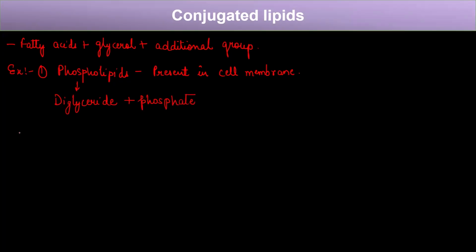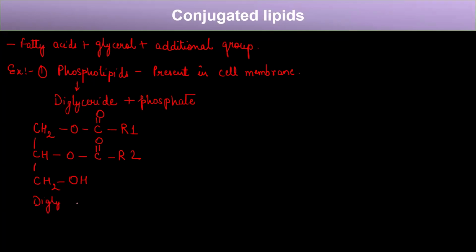In the previous slide we saw how a diglyceride looks like. The diglyceride has CH2O, CO, R1, plus CHO, CO, R2, and then the third will be CH2, where here you will have OH. So this makes your diglyceride.